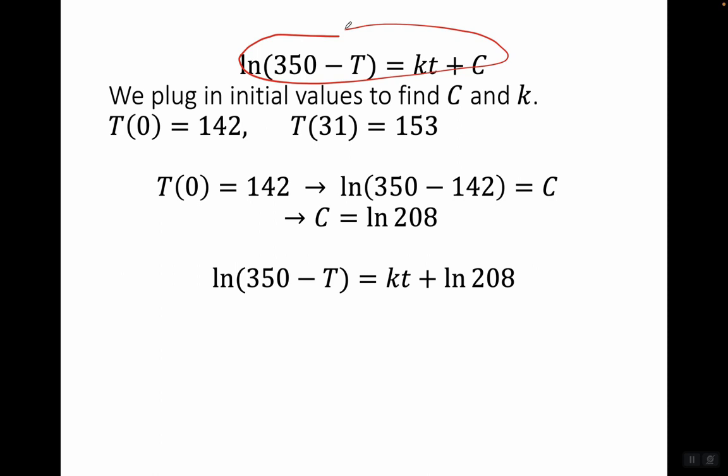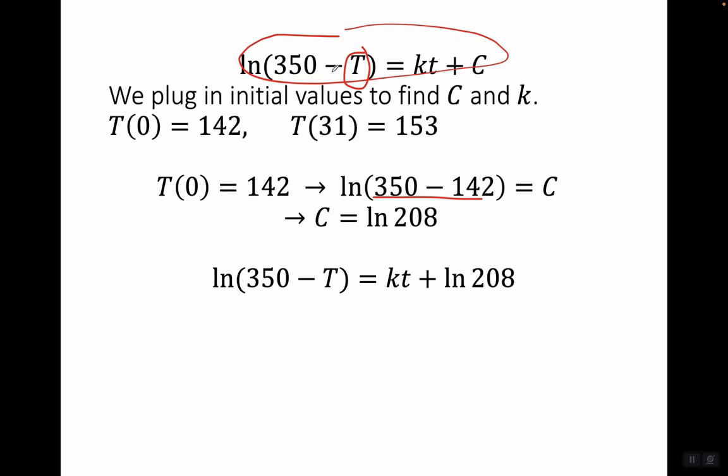We had T of 0 equals 142, T of 31 equals 153. So first, let's plug in T of 0 equals 142. You plug in 142 for T in this equation, and you get natural log of 350 minus 142 equals c. Notice that the little t is 0, so it's just going to drop out, so the right side is c. This simplifies to 208. So we have c equals the natural log of 208.